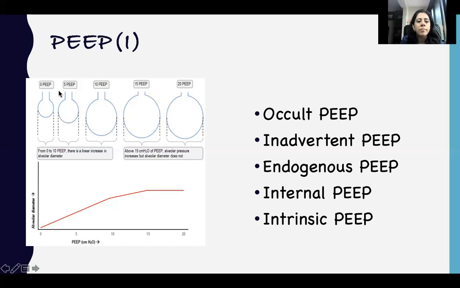As we can see here, the alveoli start distending with the retaining of lung volume after each incomplete exhalation, and the end expiratory pressure starts increasing. So there is a linear increase in the alveolar diameter as well as the pressure. But beyond a point, the alveolar diameter cannot increase further, and then the alveolar pressure starts increasing at a more exponential rate, with the alveolar diameter remaining constant. So this is what we understand as auto PEEP.